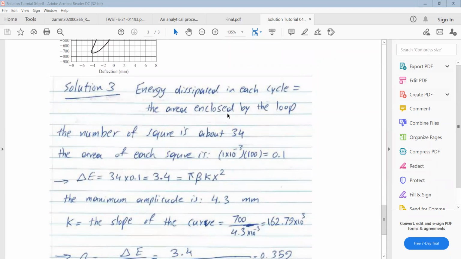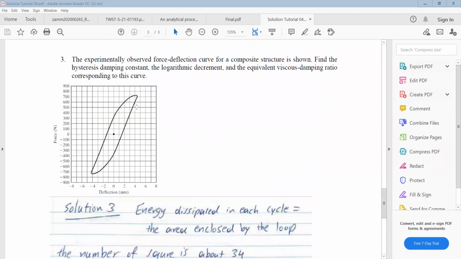Because when you deal with a hysteresis damping system, you are finding an equivalent, an approximation or an estimation for your system, and you are estimating the damping and estimating the stiffness. You cannot find an exact value because it's not a spring and mass system. So we are only calculating the estimation for our system. Any other question?